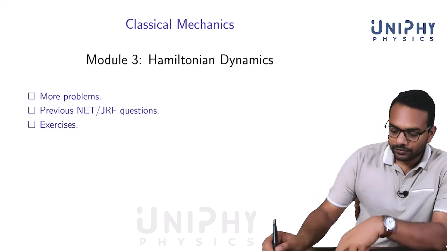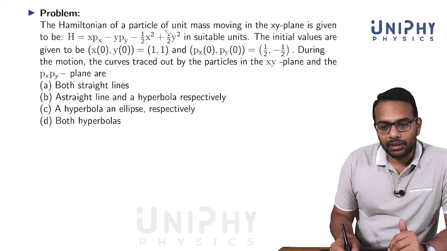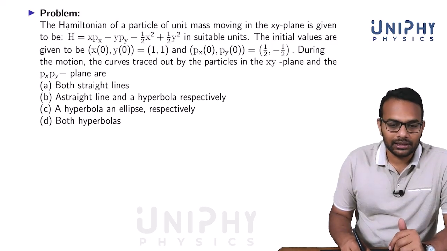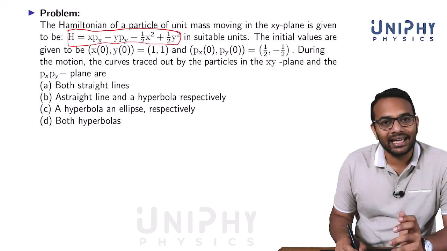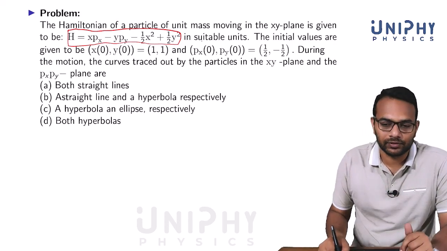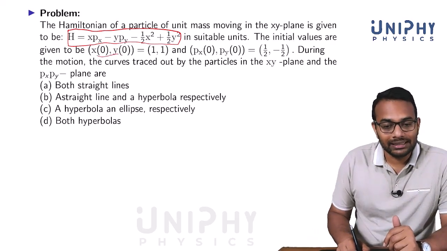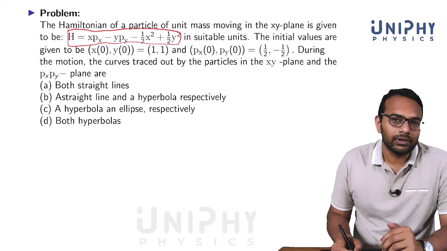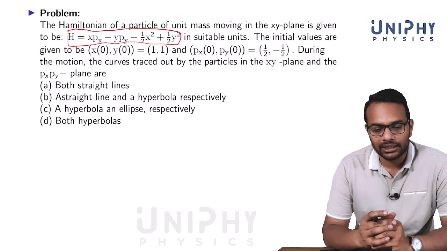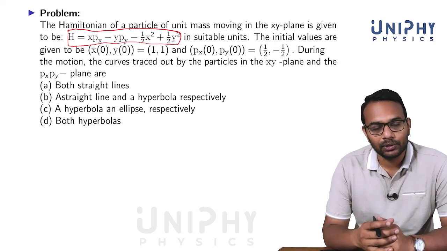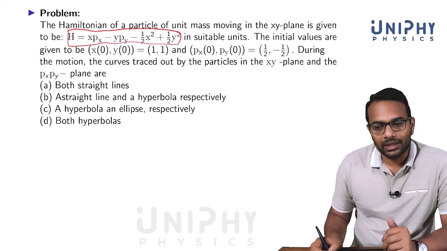So the first problem is this. The Hamiltonian of a particle of unit mass moving in the xy plane is given here. The particle is moving in the xy plane, so there are 2 degrees of freedom, in suitable units. We are also given the initial conditions, because when you try to solve the equations of motion, you need initial conditions. The initial momentum and the initial position are given: x of 0, y of 0, px of 0 and py of 0.